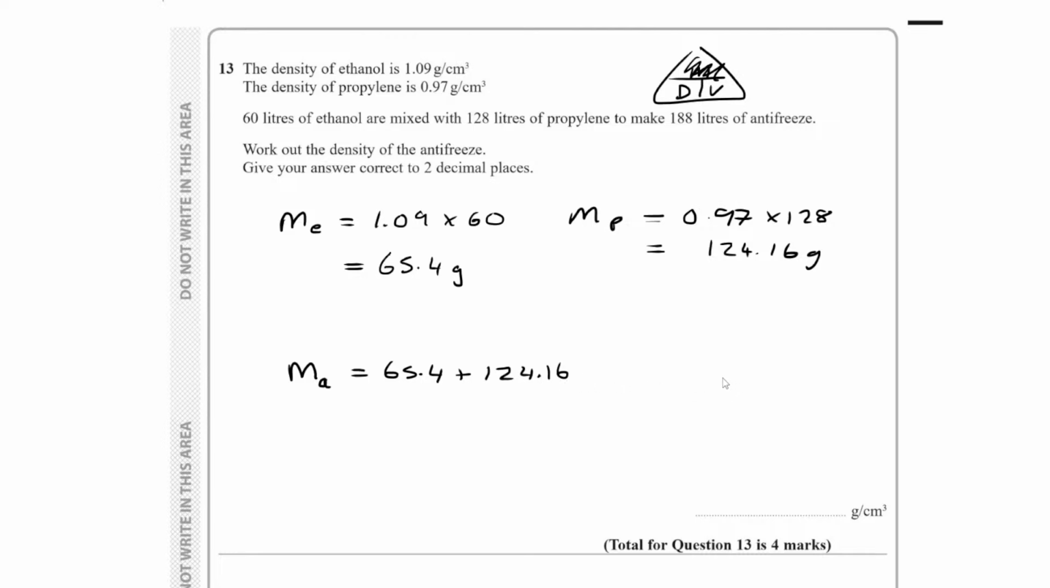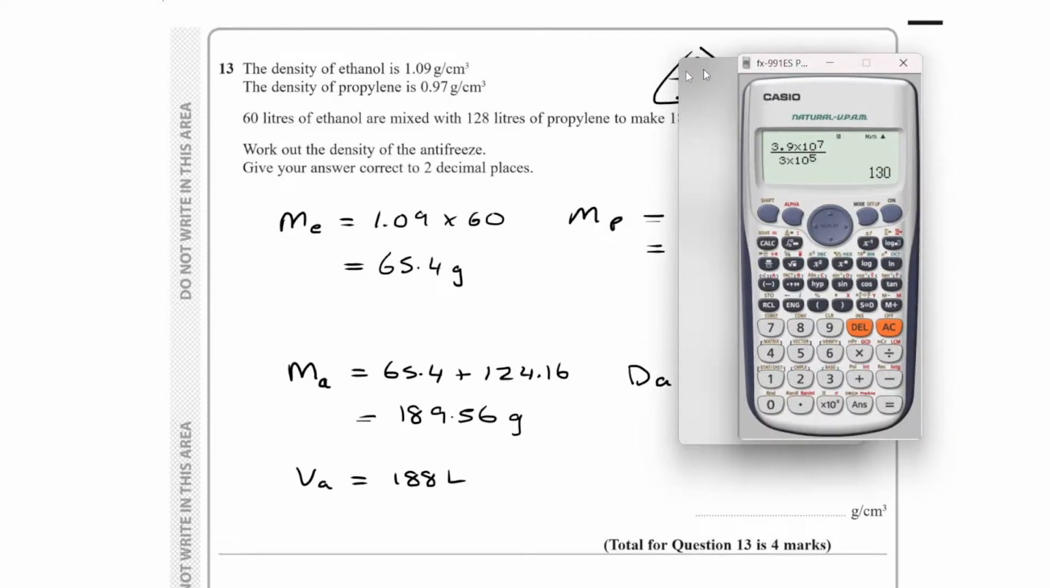If you found this one easy, then that's good. So adding those together, we get 189.56. Now I have got the total volume as well, haven't I? The total volume of the antifreeze was 188 litres. That's grams. So now I could work out the density of the antifreeze, which is mass over volume. So that's 189.56 over 188.